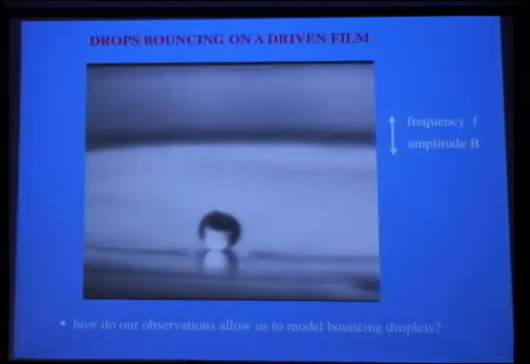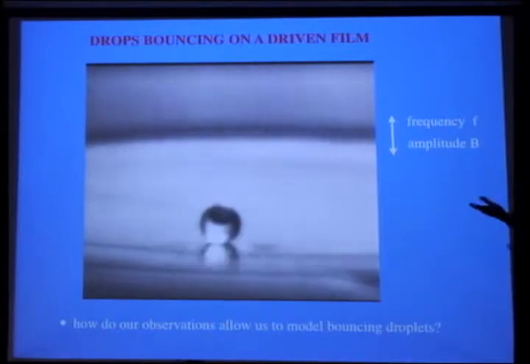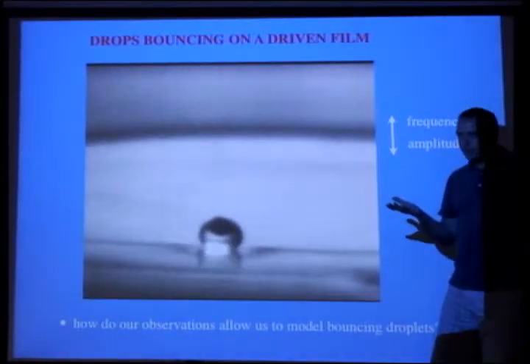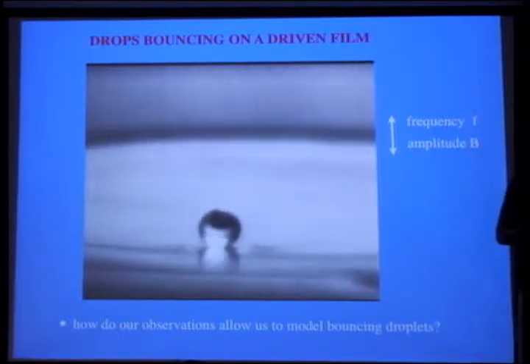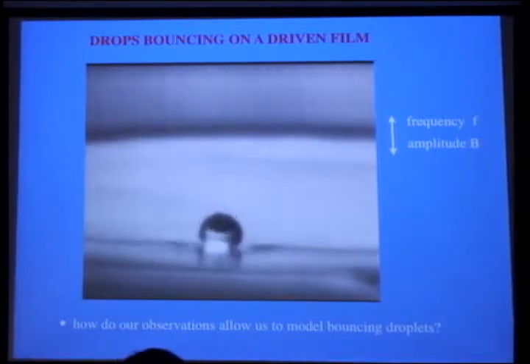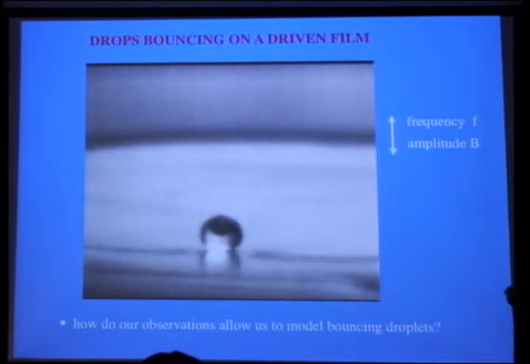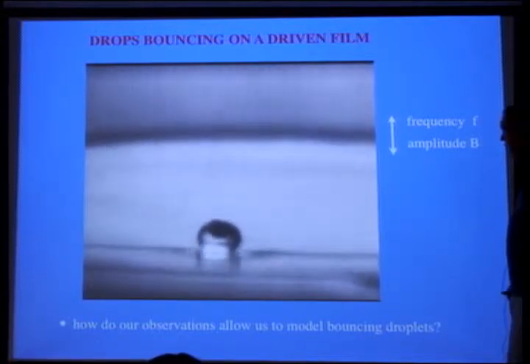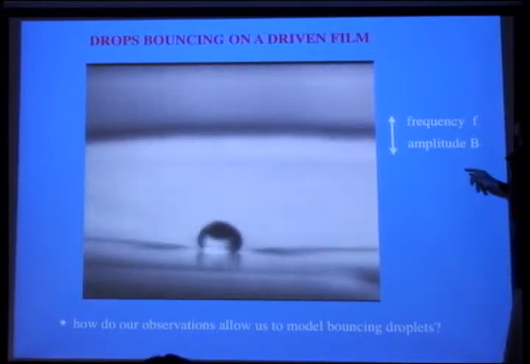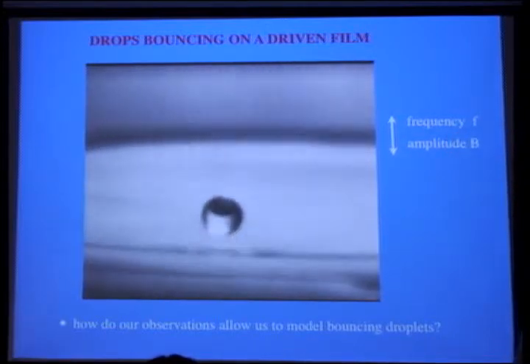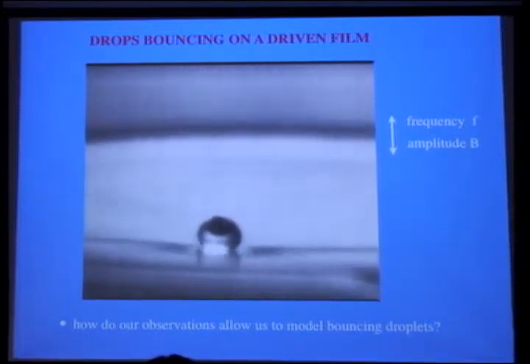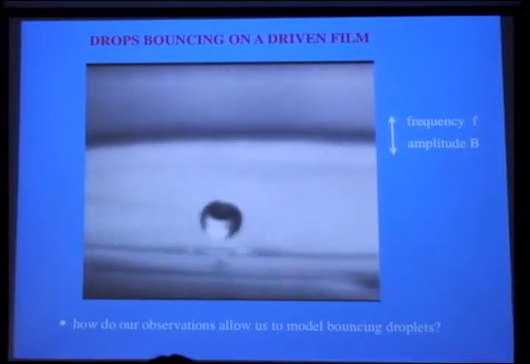Because now you can ask the question: we basically have the equation of motion for this thing. Now we can drive it, right? So now we have a forced dissipative system, and we can look for chaos. We now take our frame, we drive it up and down with an amplitude B and frequency F, and let's see if we can model these bouncing drops.